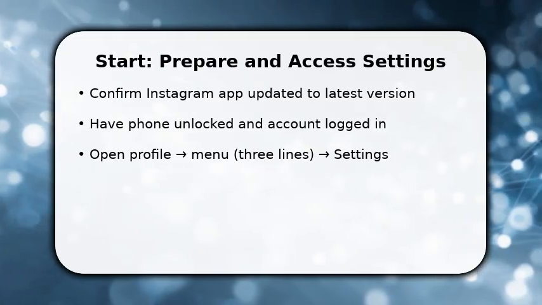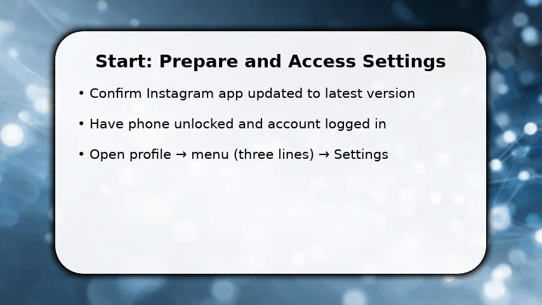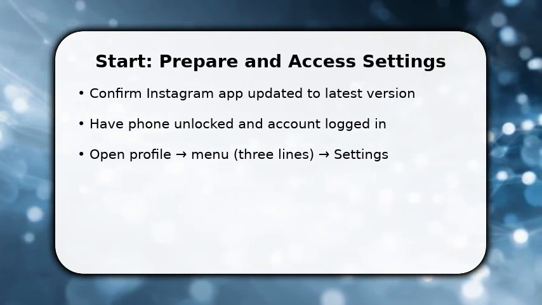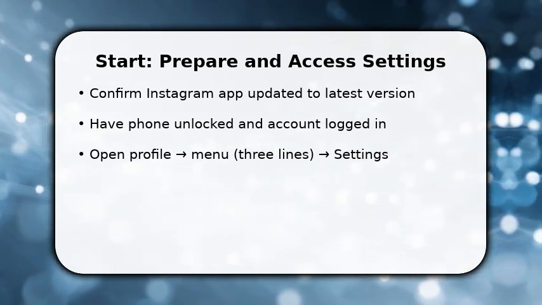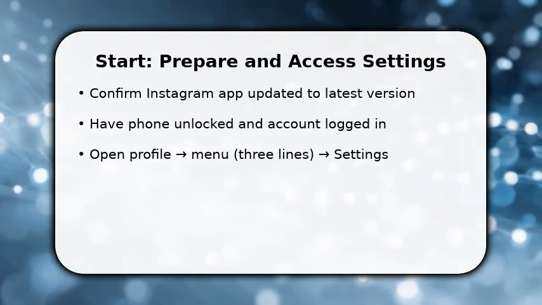You're ready to stop contact syncing now. First, make sure your Instagram app is updated and you're signed into the account you want to change. Then, open your profile and tap the three-line menu at the top right. This takes you to Settings.